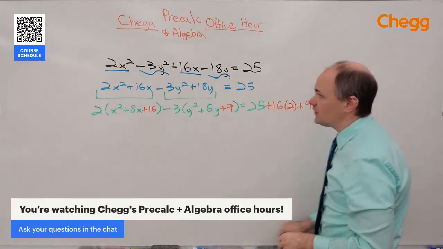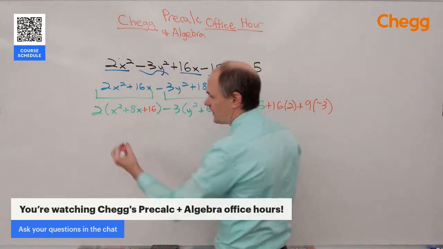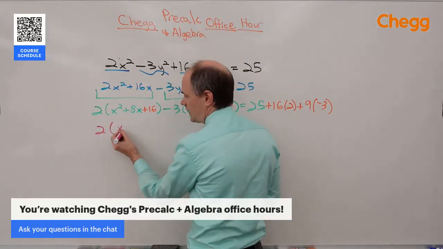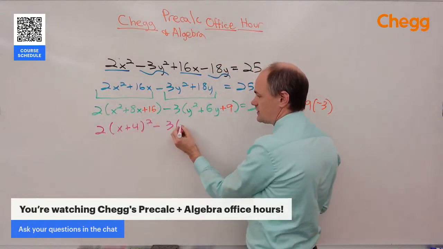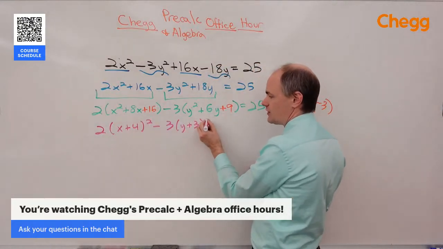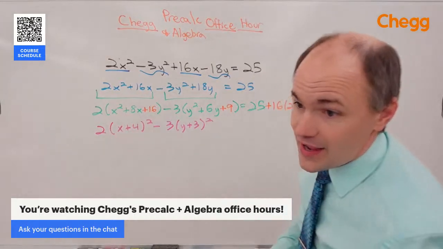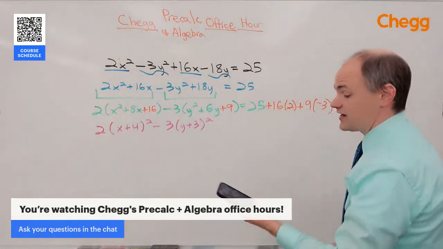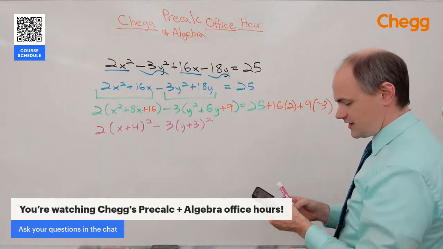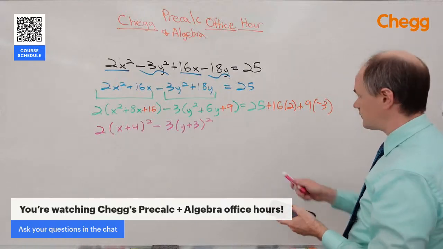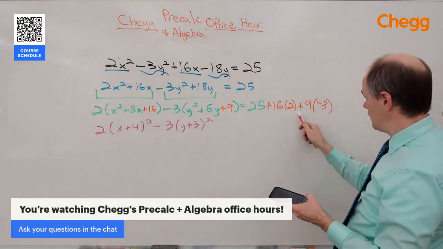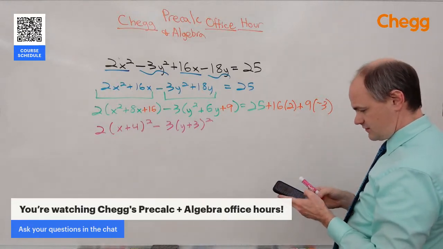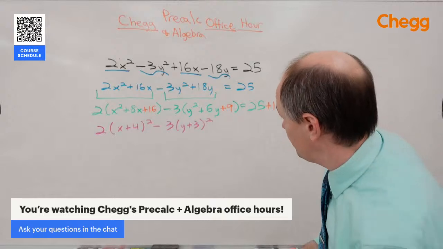And so when I put all of this together, we end up with 2 times x plus 4 squared minus 3 times y plus 3 squared. And the other side of the equation, which I cannot do in my head, so I'm going to do it on my calculator really quick. 25 plus 32 minus 27 is equal to 30.